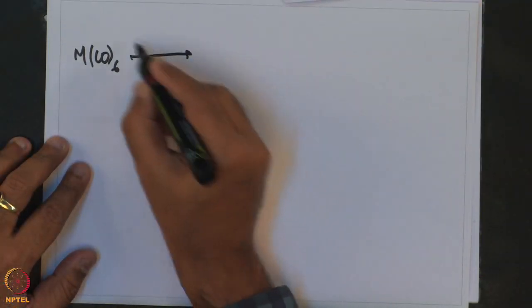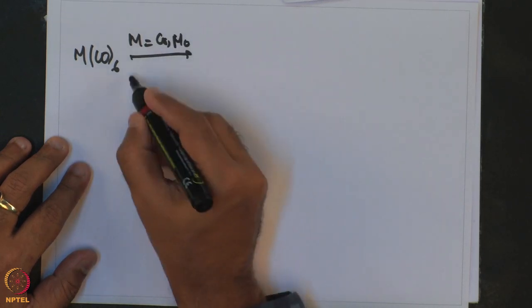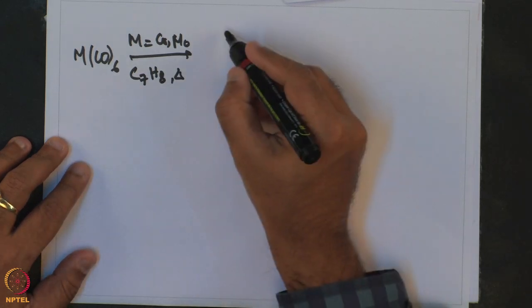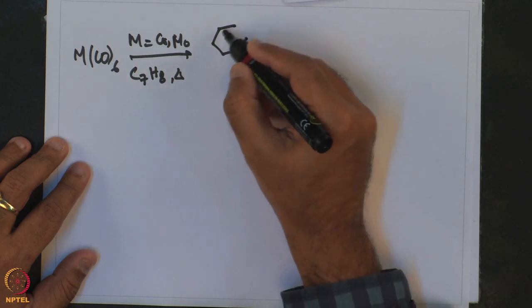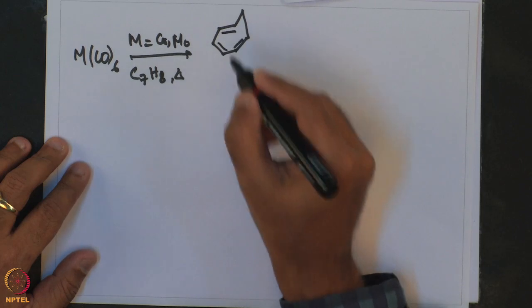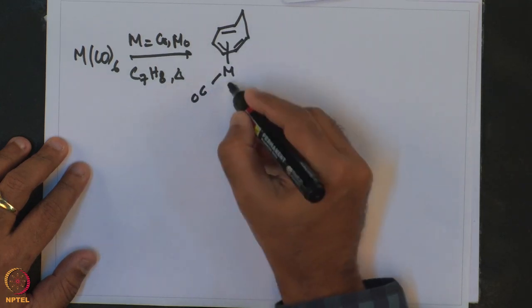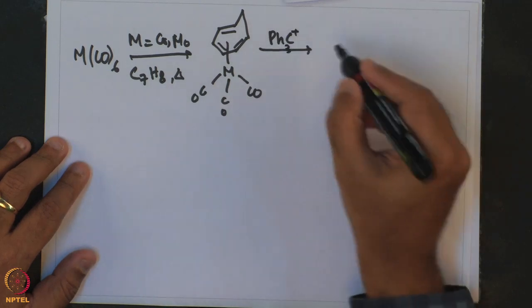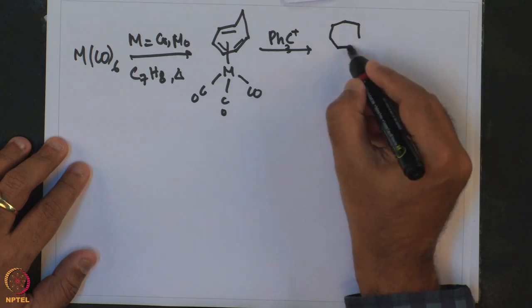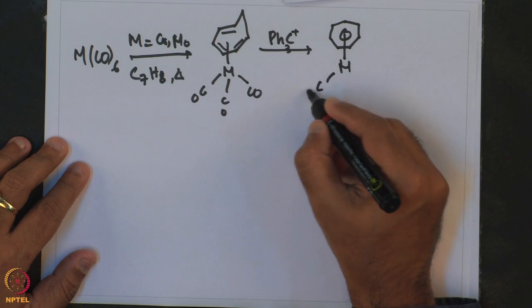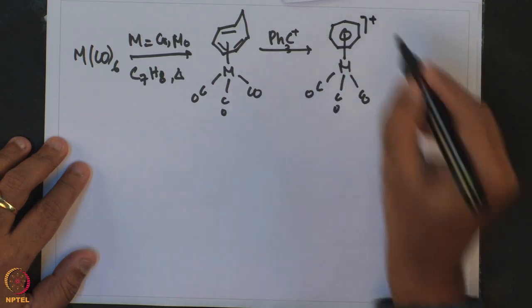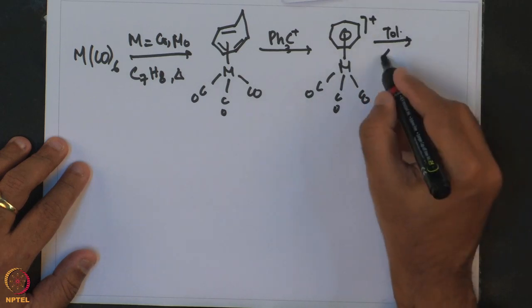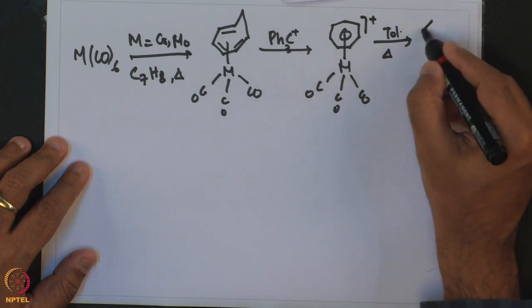We are going to take a look at another interesting example which involves the reaction of M(CO)6, where M can be chromium, molybdenum, with C7H8, giving rise to this M(CO)3 compound, that with the abstraction of hydride by Ph3C plus gives rise to this 7-membered metal carbonyl, overall cationic, and in toluene with heat gives a toluene complex.